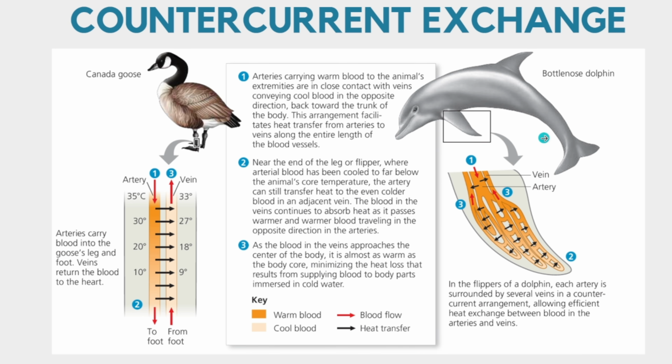So this mechanism allows the dolphin to swim in the winter environment, because their muscle is always warm and able to do vigorous activity in the cold environment. For the insect, it will help to maintain a high temperature in their thorax where the flight muscles are located. Okay, so this is about the countercurrent exchange.